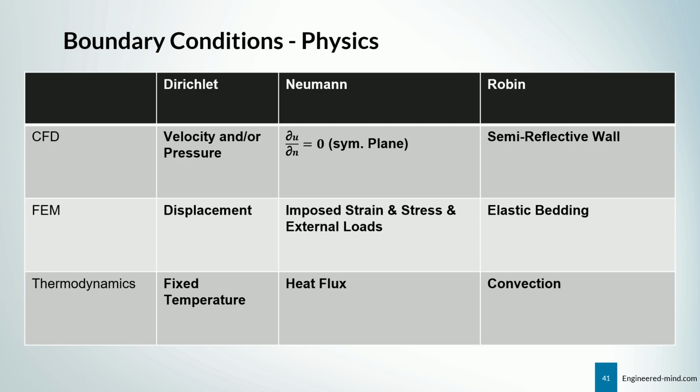As for boundary conditions, I have used the same slide as for the finite element method introduction. What's relevant for us in this case is the CFD row, where we have a Dirichlet boundary condition in case we prescribe velocity and/or pressure. A Neumann boundary would be something like a symmetry plane, where we say that du/dn equals 0. And we have a Robin boundary condition in case of a semi-reflective wall.